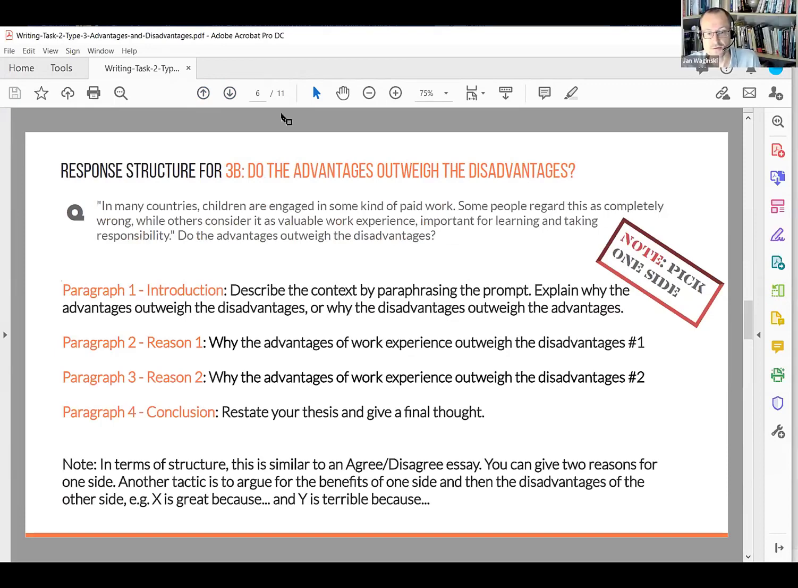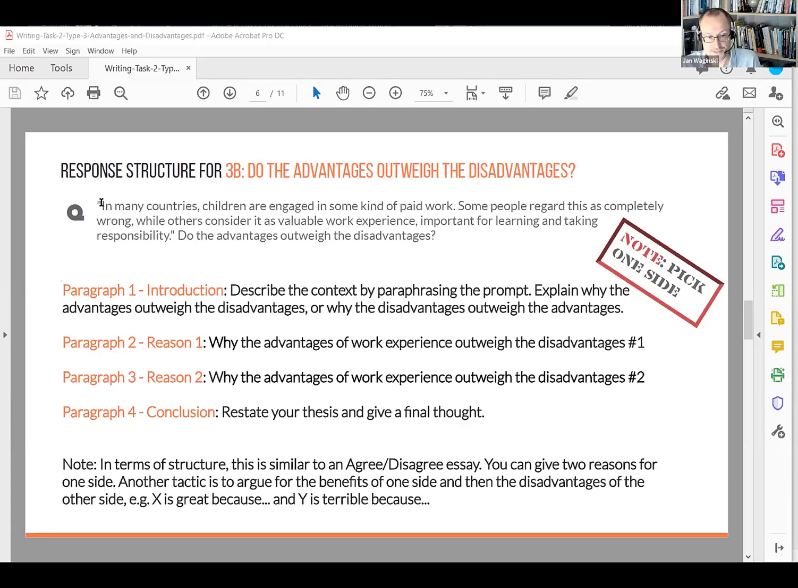Okay, this brings us to the next one. 3B, do the advantages outweigh the disadvantages? So again, this is very much like an agree, disagree prompt. Resist the temptation to talk about both sides. You don't need to. Okay, it's not in the question. There's no requirement to talk about both sides. Okay. Now, there's 2 ways to approach this.